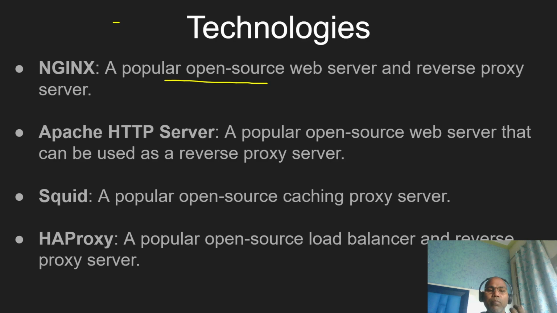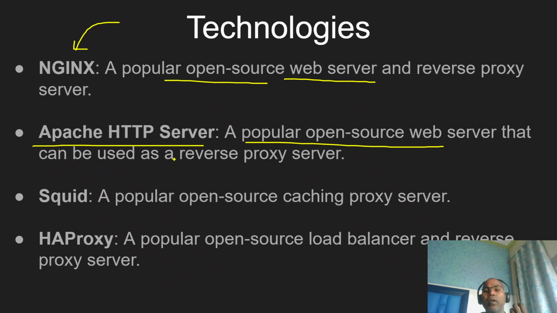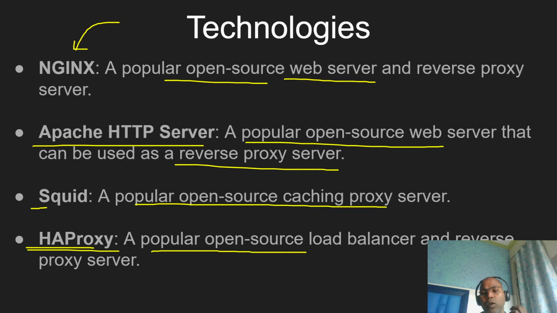The very popular NGINX server is an open source web server, and it plays a role as a reverse proxy. Apache HTTP server is also a popular open source web server that can be used as a reverse proxy. Similarly, Squid is a popular open source caching proxy server, and in many places you can find HAProxy, the most popular server for load balancing and reverse proxying. HAProxy plays a role as a load balancer and proxy.